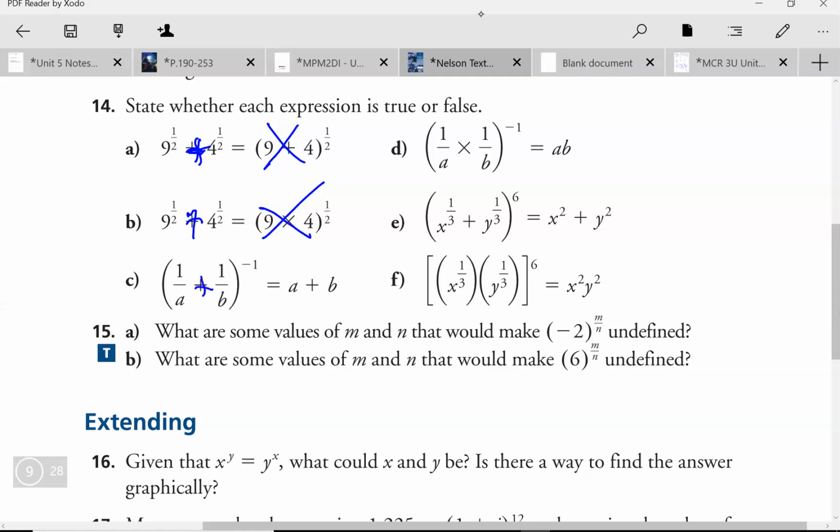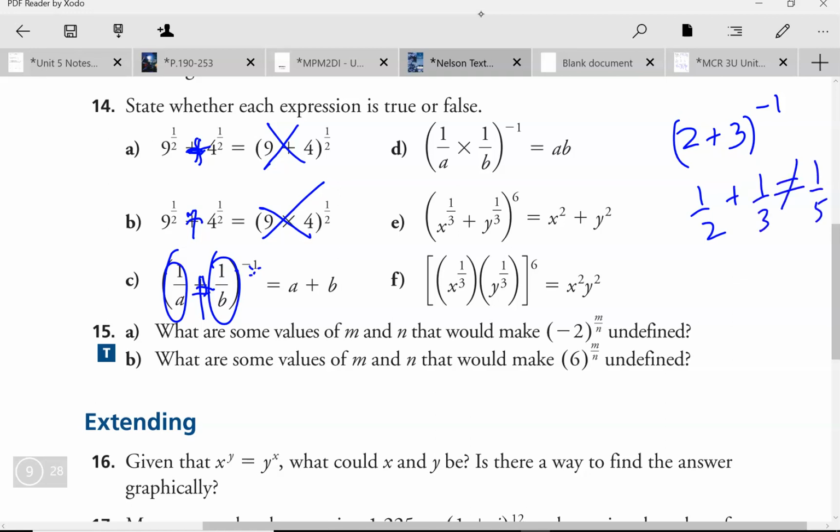Again, I have something that is added here. I can't just flip this and flip this because this is a negative 1. And there's an adding. This is a binomial, so I can't just do that. It's like saying 2 plus 3 to the power of negative 1, which is in fact 5 to the power of negative 1, not 1 over 2 plus 1 over 3. The idea here is that 1 over 2 plus 1 over 3 is not equal to 1 over 5, right? Obviously it's 5 over 6. And so that's not true. So false. Let's take a look at this one.